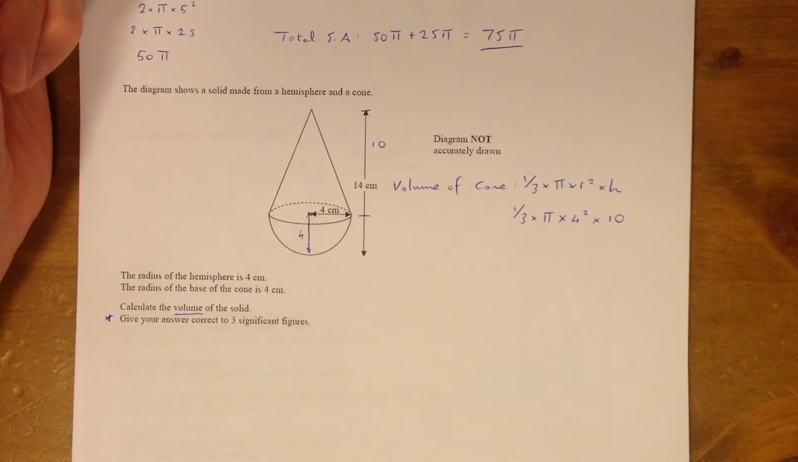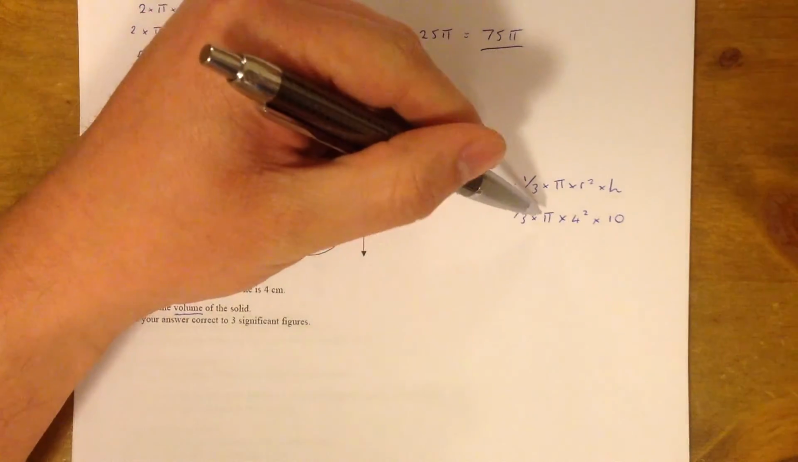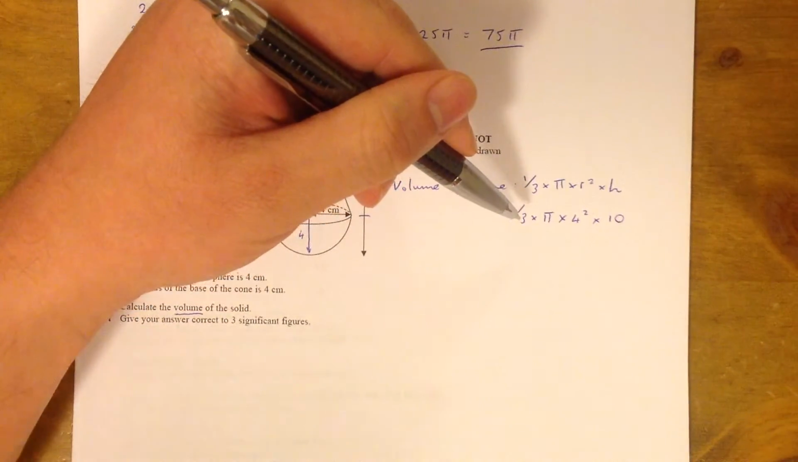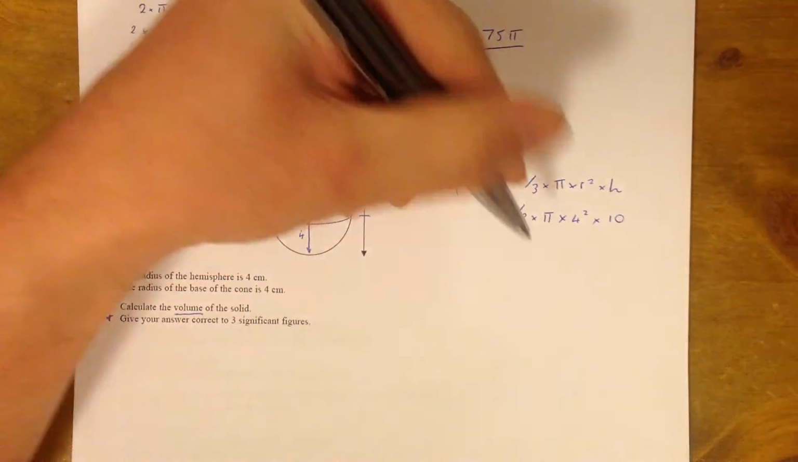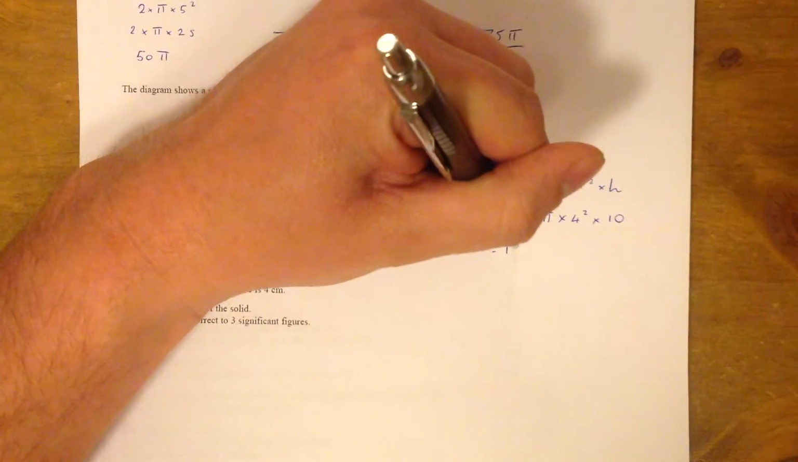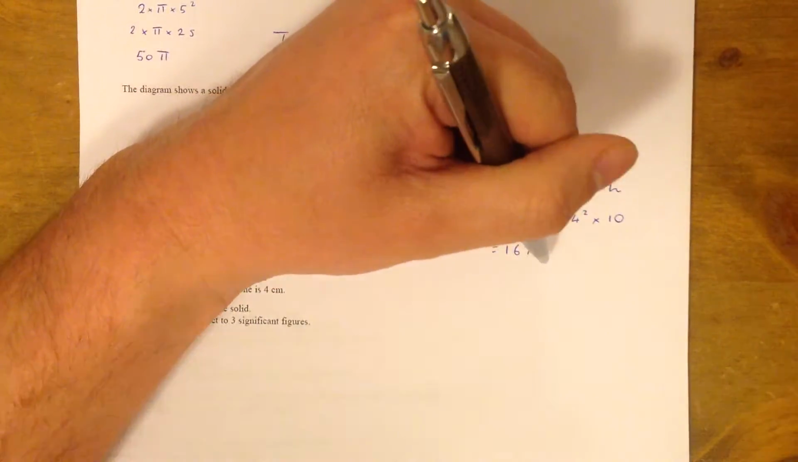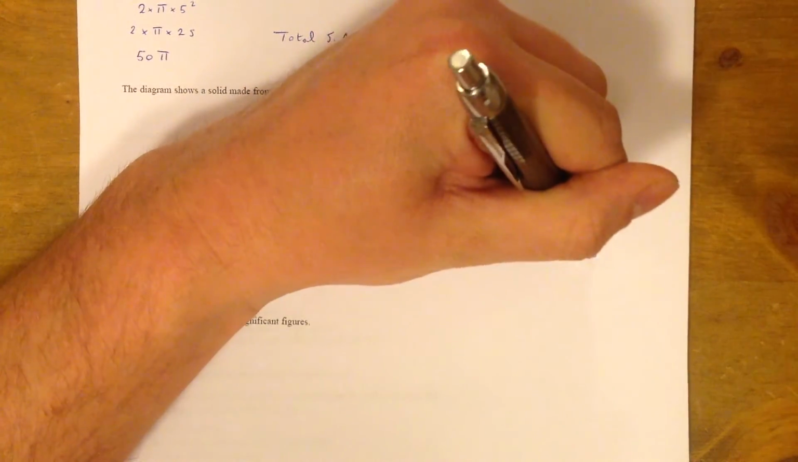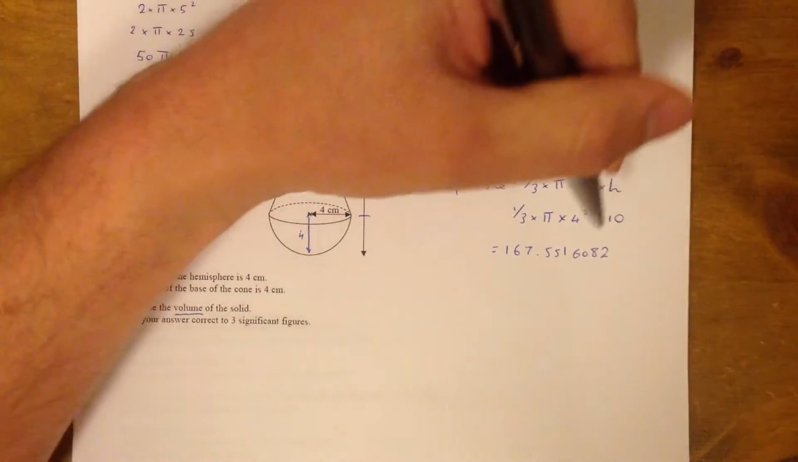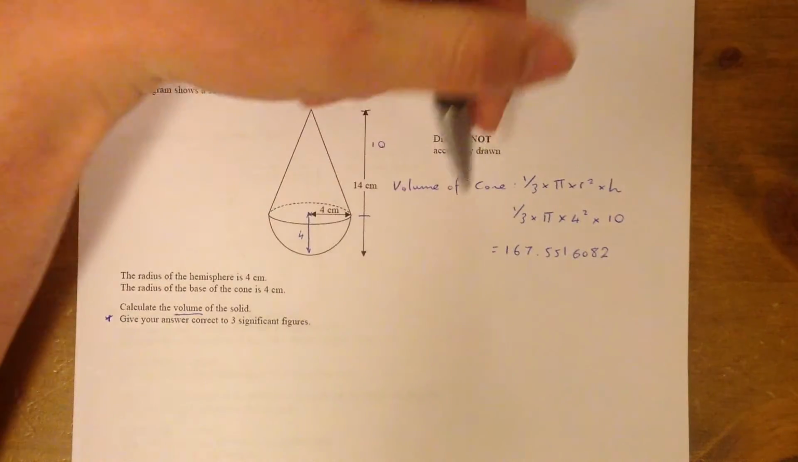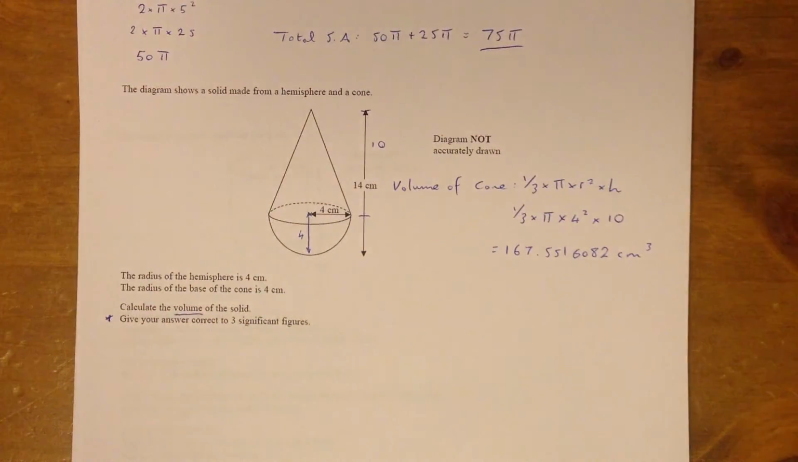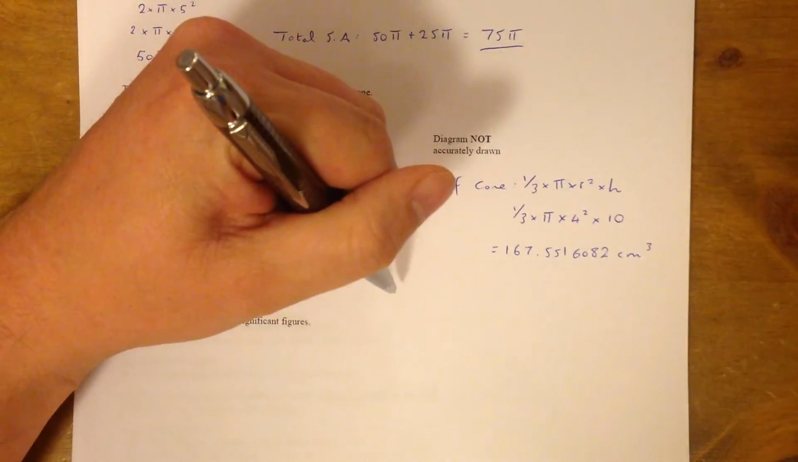So on our calculator, we're now going to type in pi times 4 squared times 10, and then divided by 3, which is the same operation as times by 1/3. And we get the value for this of 167.5516082. And you're probably sat there thinking, well, why has he written out all of that? It does say correct to 3 significant figures. But we need to get into good habits here, and we should only ever round when we get to the final answer.